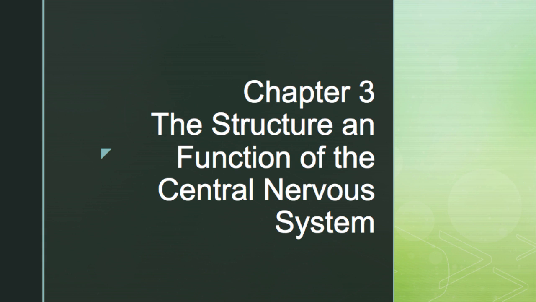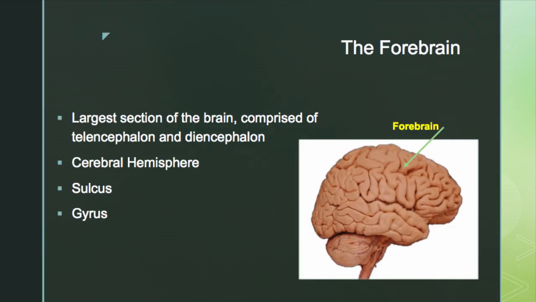The objective in this video is to be able to identify the structures and functions of the forebrain, including the telencephalon and the diencephalon. As you can see in this slide, this is where the forebrain is located. It's the largest section of the brain, comprised of the telencephalon and the diencephalon. Now, the telencephalon, just to go over a few terms, is known as the cerebrum.